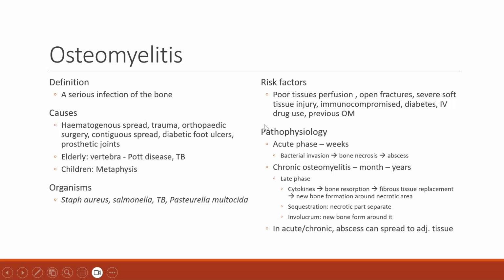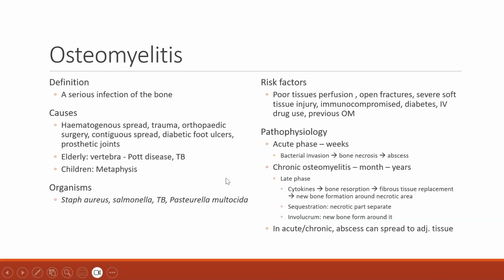Risk factors can be poor tissue perfusion, open fractures, severe tissue injury, immunocompromised individuals, diabetes, IV drug use, or previous osteomyelitis. Pathophysiology, acute phase, which happens within weeks: we get bacterial invasion and then bone necrosis, and then abscess formation.